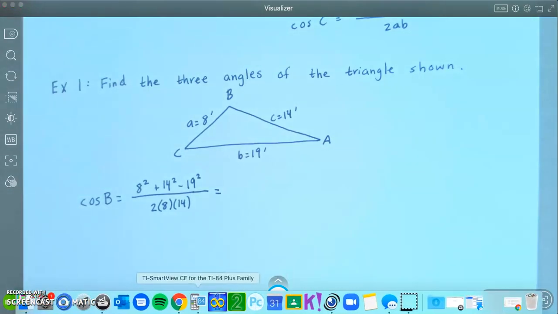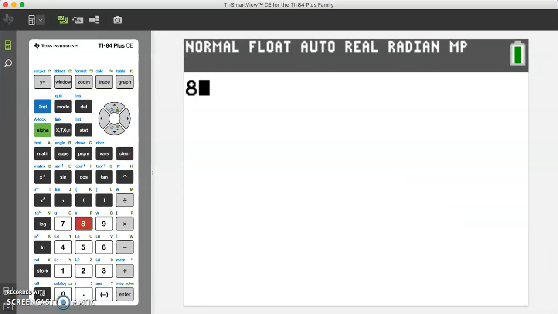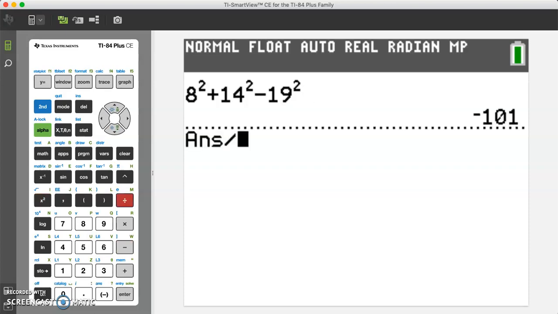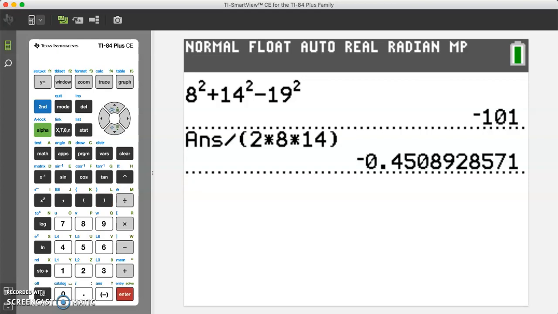So let me bring up the calculator. All right, so we have 8 squared plus 14 squared minus 19 squared. I'm going to go ahead and evaluate that numerator. All right, and then I'm going to divide that by an entire denominator, so I'm just going to group all of those: 2 times 8 times 14. All right, and we end up getting negative 0.4508, and so on. So now what I need to do is, I know that cosine of B is equal to that.